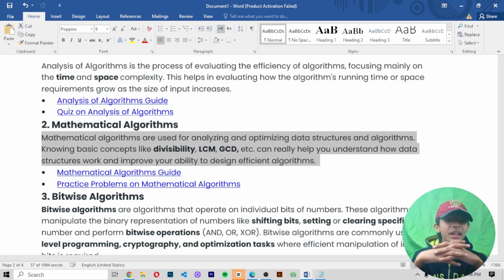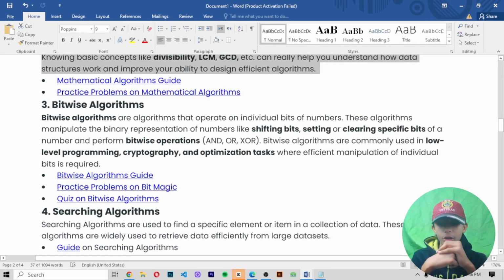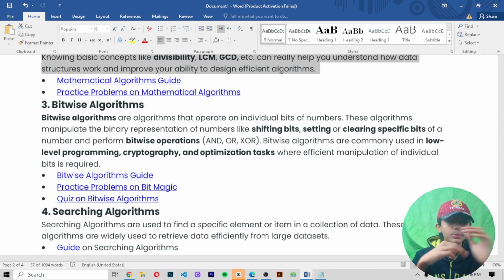Now number three, bitwise algorithms. Many people are probably thinking, what is a bitwise algorithm? Let me explain. In the previous video, I told you about algorithms, but I did not explain things like bitwise algorithms and searching algorithms. But in this video, I am explaining all the things one by one, step by step. So in number three, there is the bitwise algorithm. Let me explain what it is.